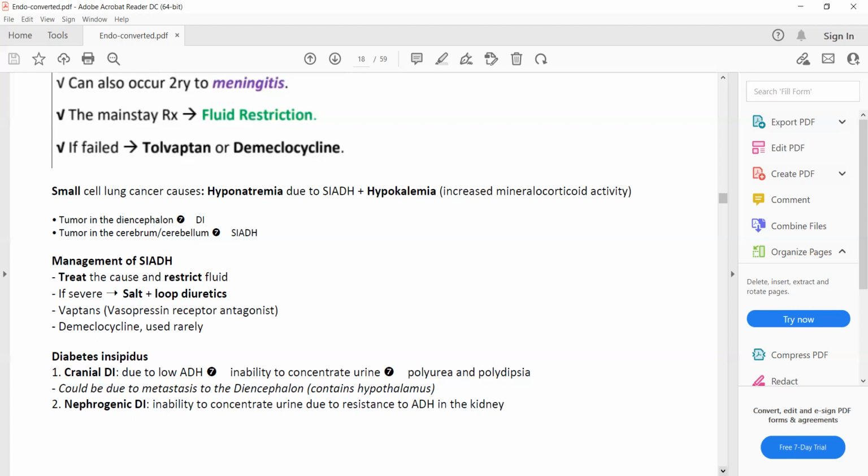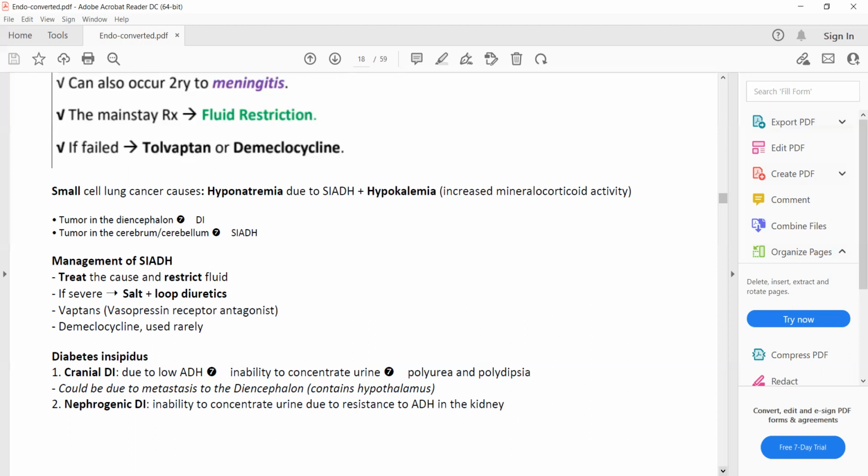Increased plasma osmolality means increased concentration of salt or increased concentration of electrolytes in the body. There are two types of diabetes insipidus. One is cranial diabetes insipidus. Cranial diabetes insipidus means low production of ADH due to problems in the diencephalon, such as a tumor of the diencephalon.